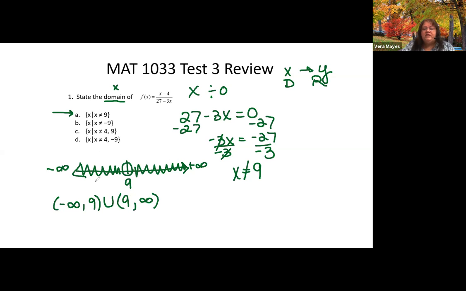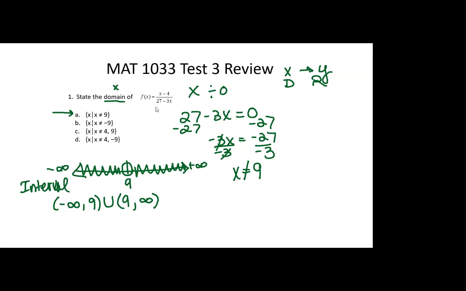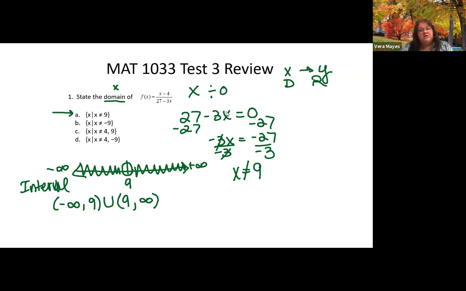So depending on which way they ask you to give the answer, you could just simply say X can't be 9. Or if they ask for interval notation, then you're going to want to tell them all the numbers you can use and make sure you stop at 9 and jump over it. Okay, any questions on that one? No. Okay, so as a fraction, we're not allowed to divide by 0. So we just set it equal to 0 to find out who we need to avoid.